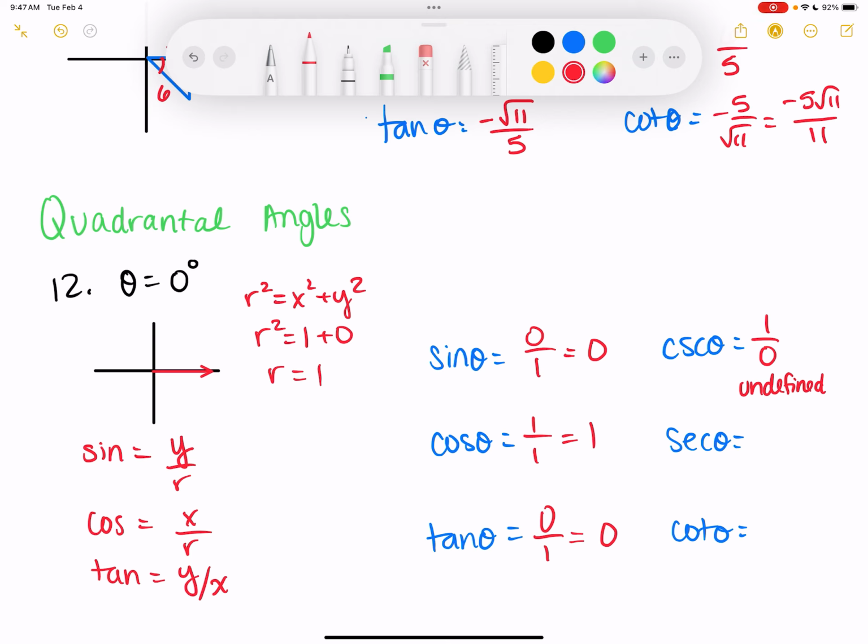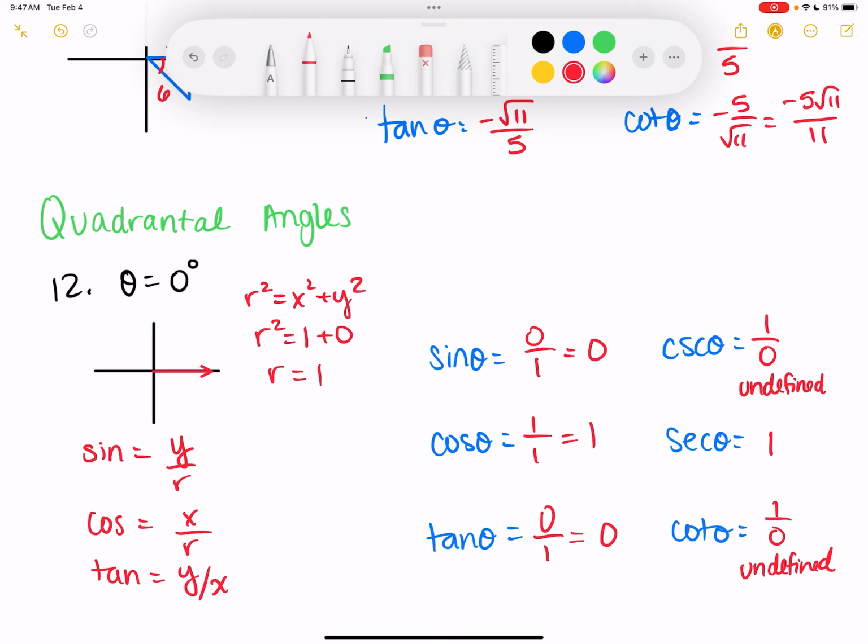Secant would still just be 1. Cotangent, 1 over 0, which is undefined. So all the quadrantal angles occur on an axis. Basically they're all going to be some combination of what I just wrote. That's why I said you don't really need to write down everything that I just did.